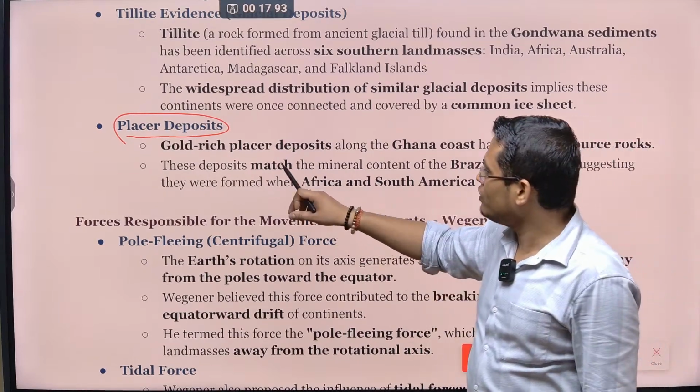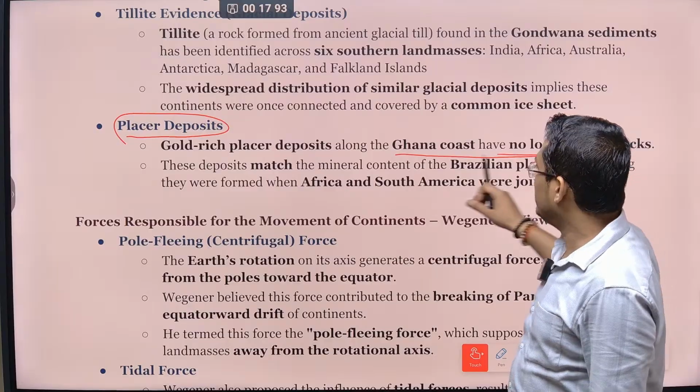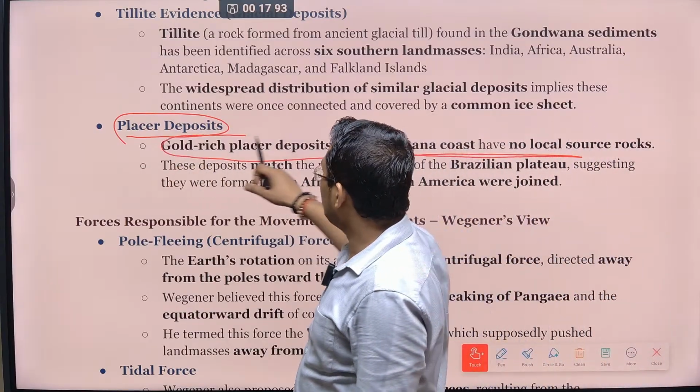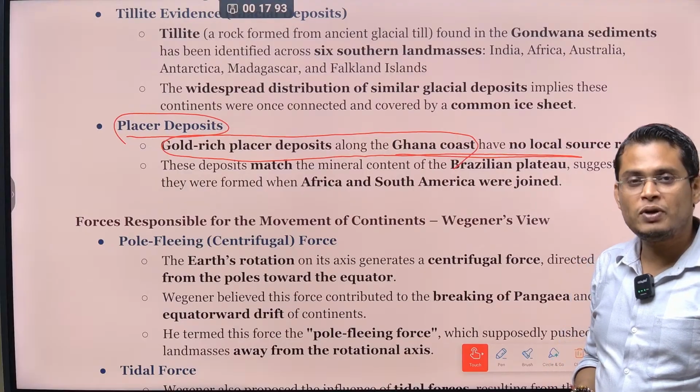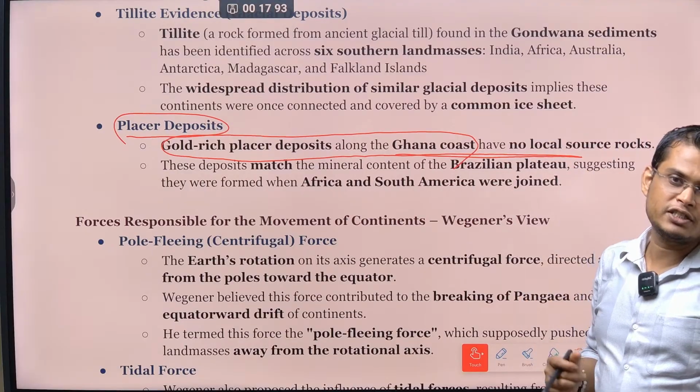So it is found that on the Ghana coast, a rich gold placer is found. अब जो घाना एक कंट्री है उसका कोस्ट में बहुत सारे गोल्ड का छोटे छोटे पार्टिकल्स मिलती है.